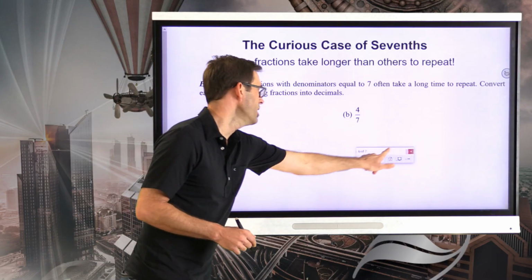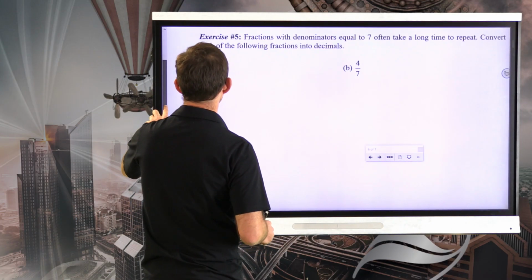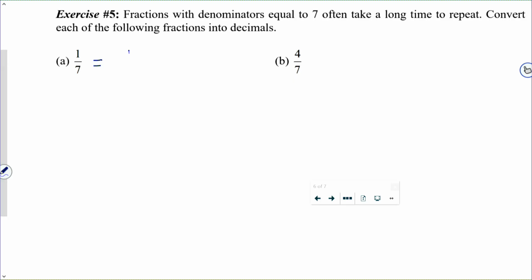I'm going to move this away. Let's do it. 1/7, right? That's the same as 1 divided by 7. So let's take a look at what that's going to be down here. Now it's going to take a little while to repeat, so I'm going to give myself a lot of zeros.